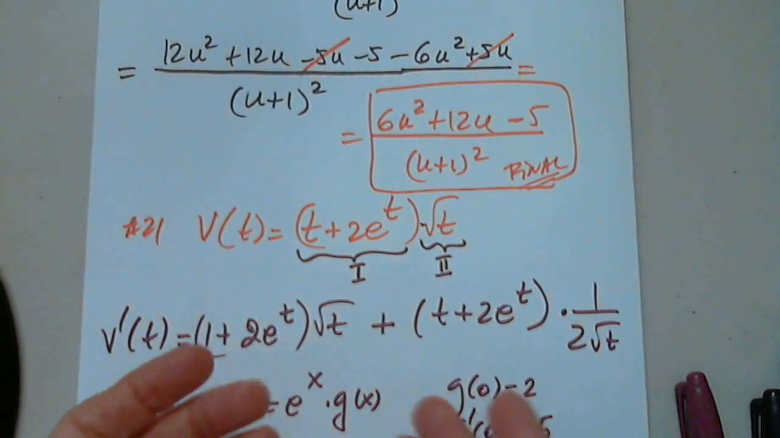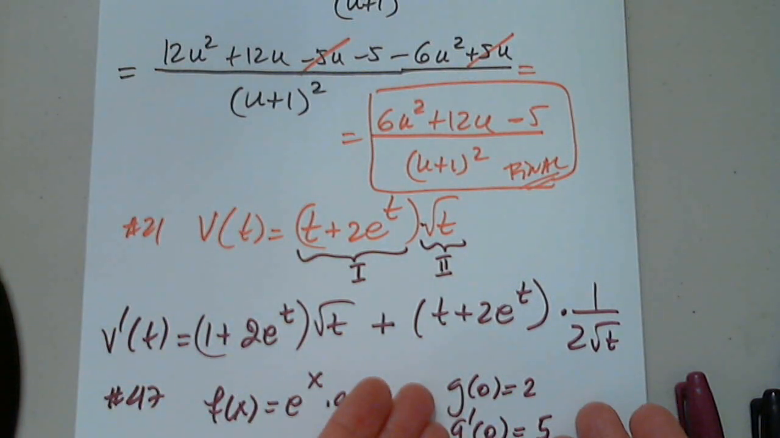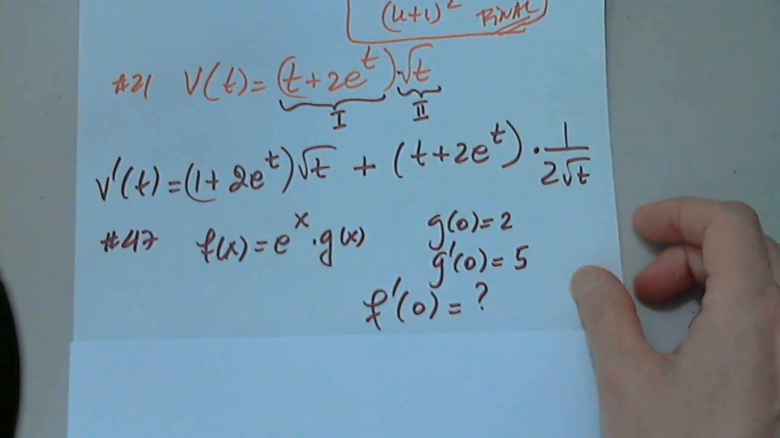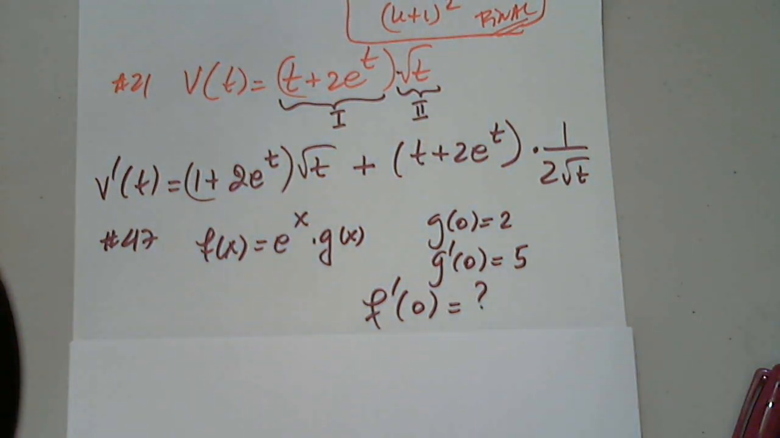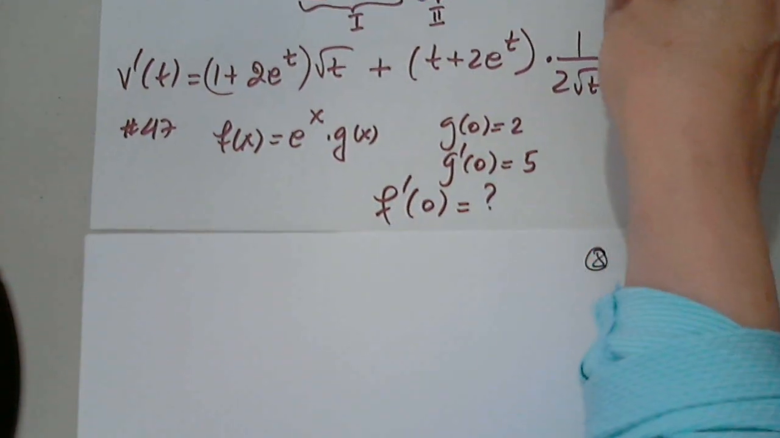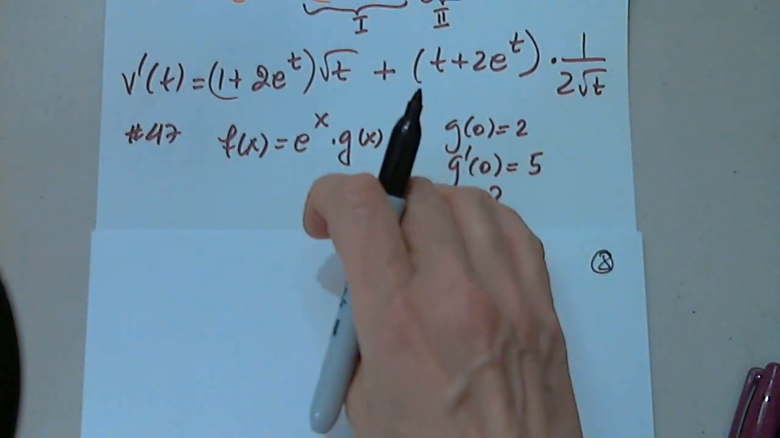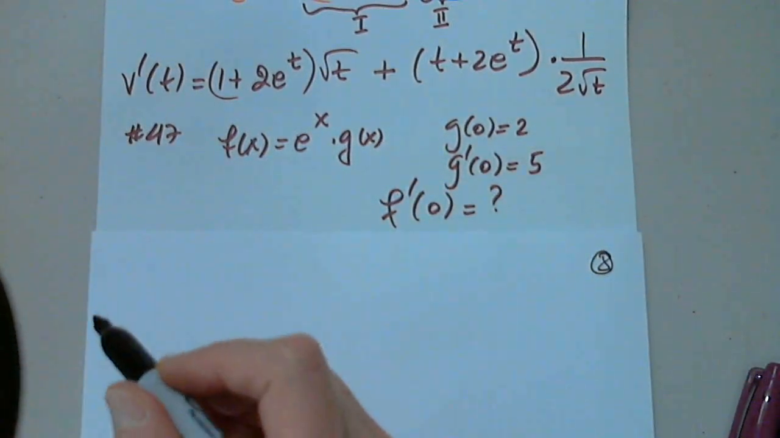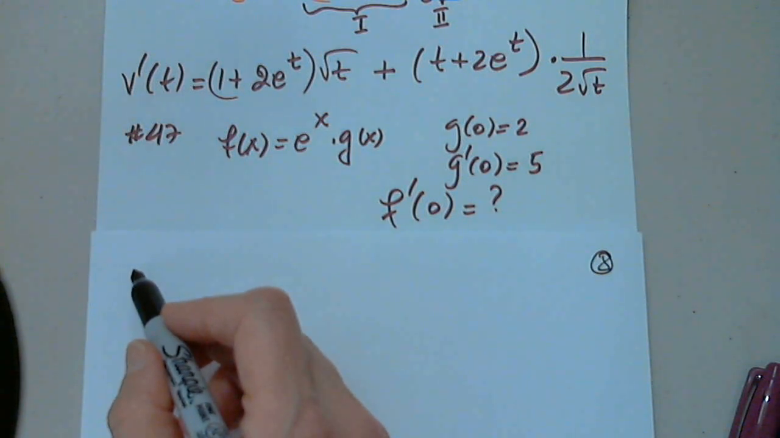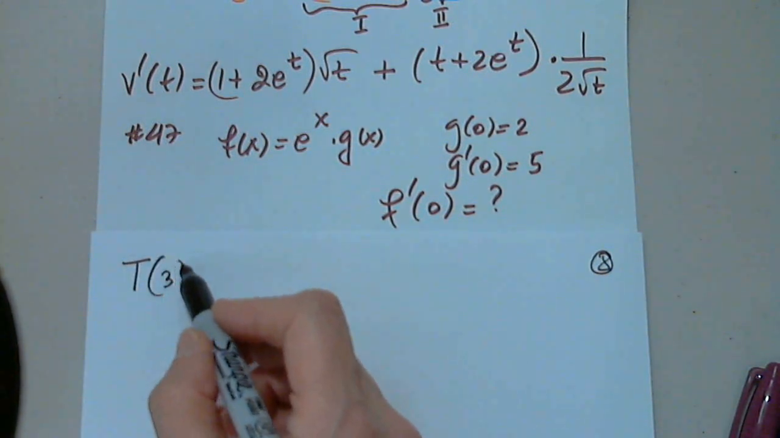There is nothing I can simplify. There is nothing I can do about this, but I have to think about f prime of 0. So what does it mean? What am I asked to do? What will be my first step? Before you answer, I want to give you a hint. We start class on Monday, and I ask you, please find t of 3.